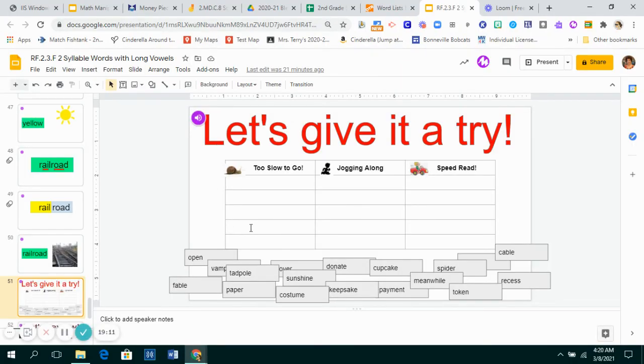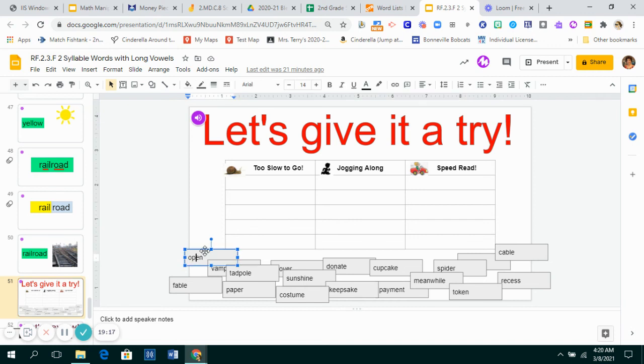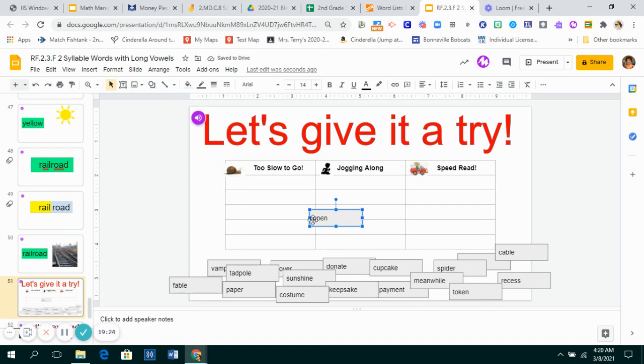So let's go ahead and look at some. Here's our first word. Are you ready? I have this word. Where would I break that word? Between the O. I see an O and an E. I jump over it. What's my word? Open. I think we're jogging along because we really had to stop and analyze it. Okay, here we go. Ready for the next word?